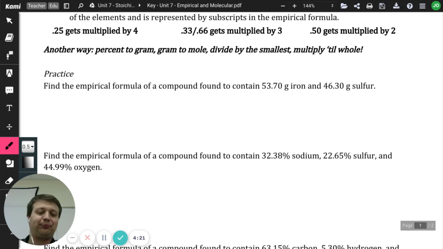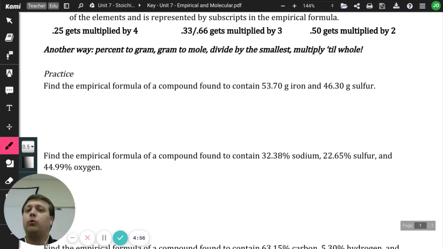Okay, so make sure you got that kind of stuck in your head, but let's go ahead and actually use that. So my first question here says, find the empirical formula of a compound found to contain 53.70 grams of iron and 46.30 grams of sulfur. Okay, so thinking about our steps for solving for the empirical formula. The first step is percent to grams. Okay, so looking at my problem here, it says I have 53.70 grams and 46.30 grams. Okay, so thinking about that, have we already done percent to grams?